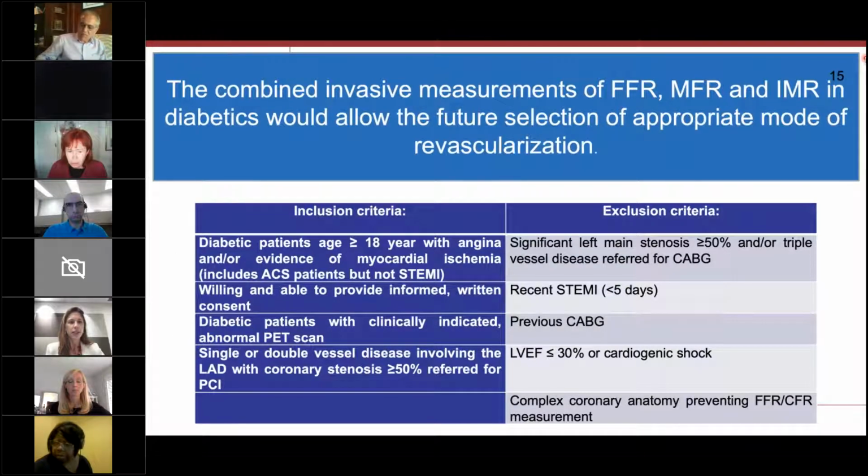So the main hypothesis of this study is that the combined invasive measurement of FFR, MFR, and IMR in diabetics would allow the future selection of the appropriate mode of revascularization. The patients recruited for the study will undergo coronary angiogram with invasive measurement of FFR and IMR, and MFR with PET will be measured in all three vessels. OCT will also be performed to ascertain the presence of diffuse coronary atherosclerosis, plaque characteristics, and plaque burden.